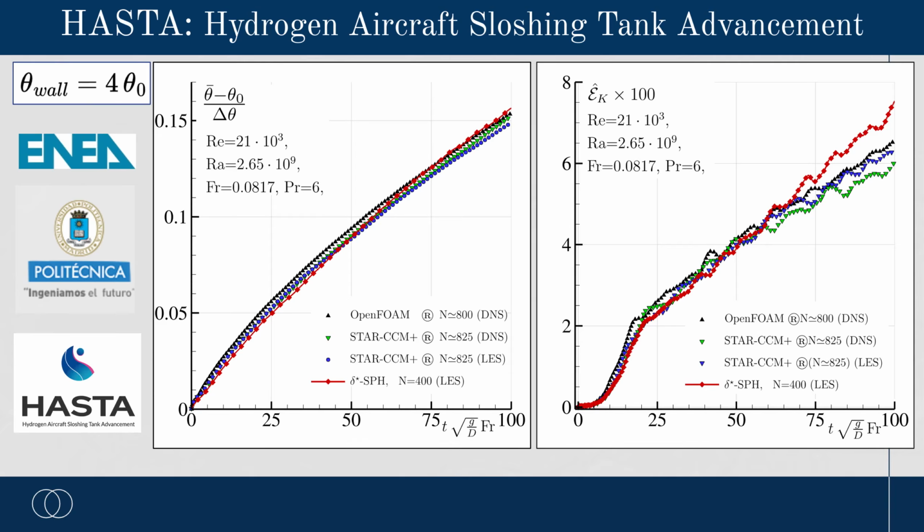Here we compare the time history of the average temperature and the kinetic energy obtained with the three different solvers. Considering the complexity of the simulated flow, the delta star SPH results show very good agreement with the finite volume solvers. This study was carried out in collaboration with ENEA and the Polytechnic University of Madrid, which provided the finite volume reference solution for these natural convection cases.